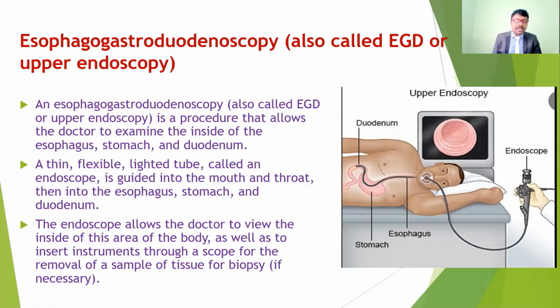It is a diagnostic procedure. The endoscope allows the doctor to view the inside of this area of the body, and also insert instruments through the scope to remove some tissue samples for biopsy. So if we want to take a small sample from the stomach, duodenum, or esophagus, upper endoscopy is going to collect a small piece of tissue from the organs, mainly for investigation procedures such as a biopsy. This is another investigation procedure in cancer investigations.